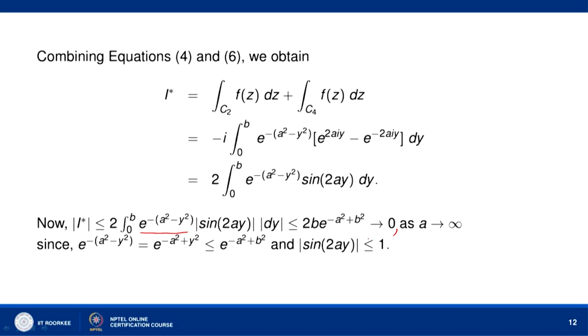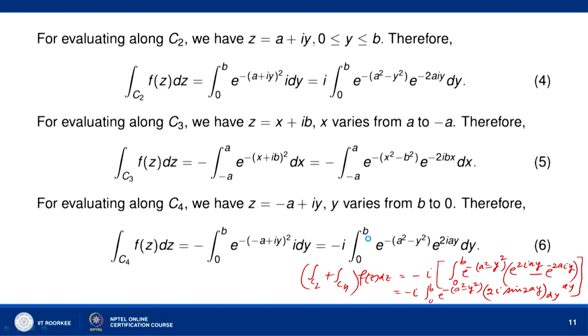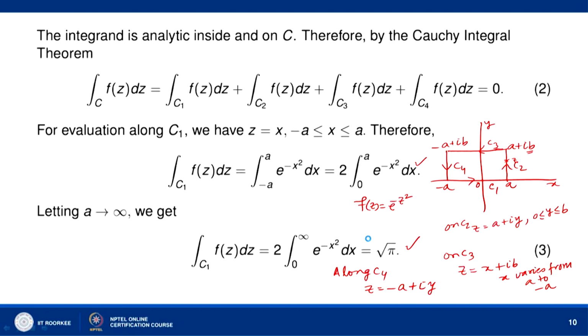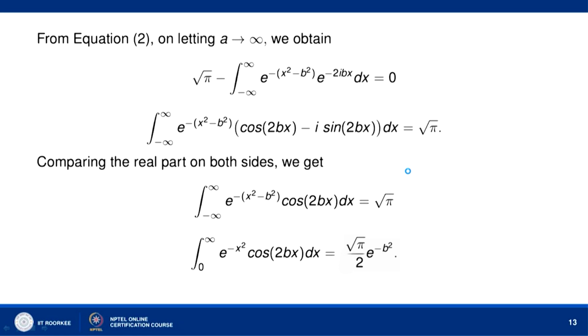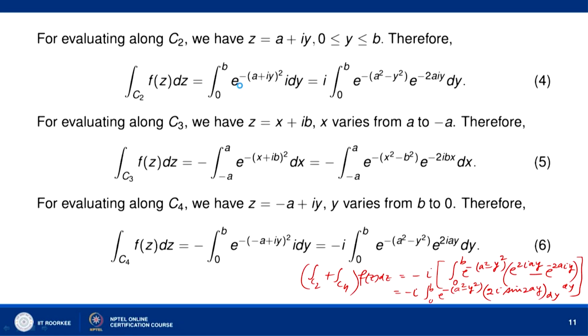So C2 plus C4, when a goes to infinity, go to 0. Now what is left? We are left with the integral along C1. The integral along C1 we have already found, it is root pi. So the integral along C3, C3 is this. Let us concentrate on this. So we now get root pi minus the integral, when a goes to infinity this becomes minus infinity to infinity of this quantity. So root pi minus this.